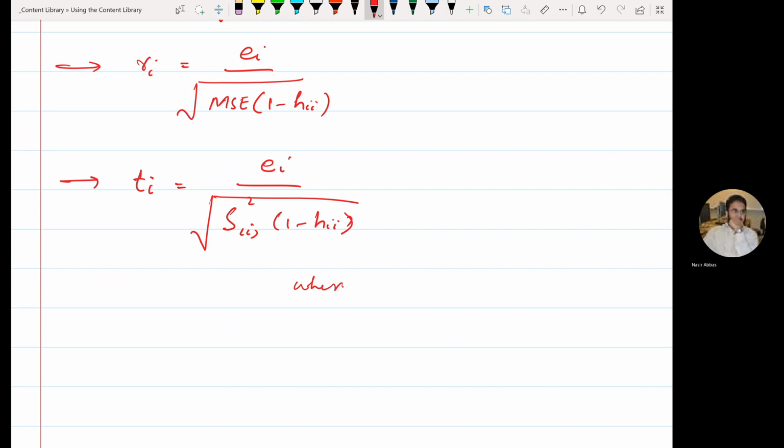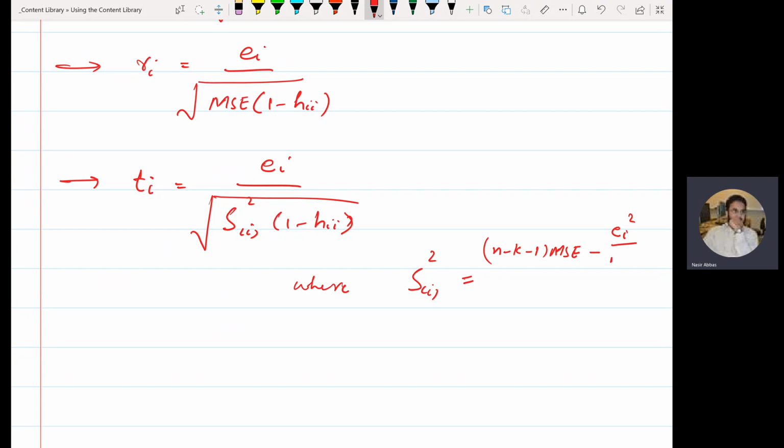where this deleted MSE, again, if you're interested, I can give you the derivation. This is n minus k minus 1 times MSE minus EI square over 1 minus HII, whole divided by n minus k minus 2. Why n minus k minus 2? It is basically n minus k minus 1, but because you are deleting one observation, your new n is now n minus 1. You are losing one observation. This is based on n minus 1 observations. So it is basically n minus 1 minus k minus another 1.